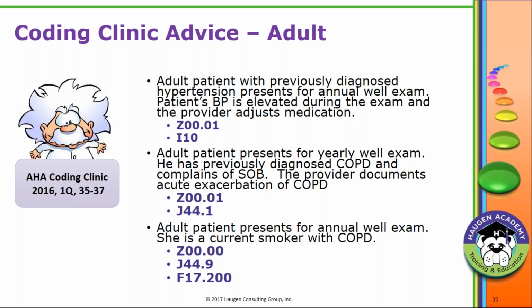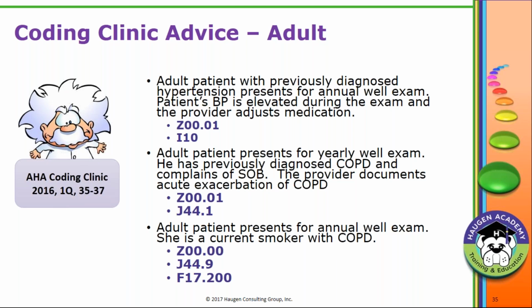So you can see here, the first one is going to be a patient that was diagnosed with hypertension, and the patient's blood pressure is actually elevated during the exam, and they end up adjusting medication. That's going to be an abnormal findings one with the hypertension code. And the next one is another adult. She has a diagnosis of COPD and is complaining of shortness of breath. So the provider does diagnose an exacerbation of the COPD. That's going to be another abnormal finding and diagnosis with the COPD diagnosis as well.